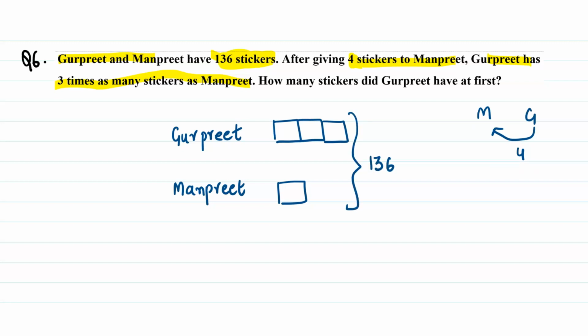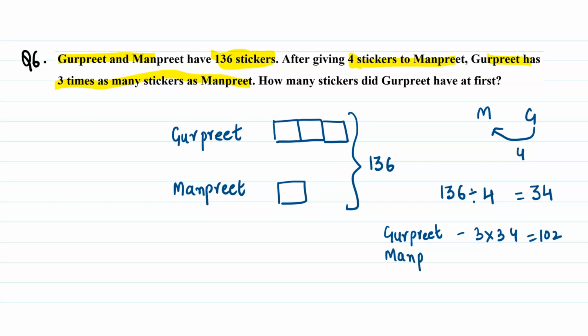So we can figure out the value of one box by dividing 136 by 4, because there are in all 4 boxes. So 136 divided by 4 is 34. So the value of one box is 34. That means Gurpreet has 3 times 34, which is equal to 102, and Manpreet has 34.